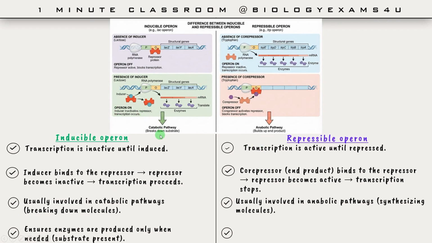Inducible operon ensures that enzymes are produced only when needed. In Lac operon, enzymes are produced only when substrate lactose is present. Whereas in repressible operon, it prevents wasteful synthesis when products are abundant. In Trp operon, if the product is abundant, the tryptophan acts as the co-repressor, preventing wasteful synthesis.